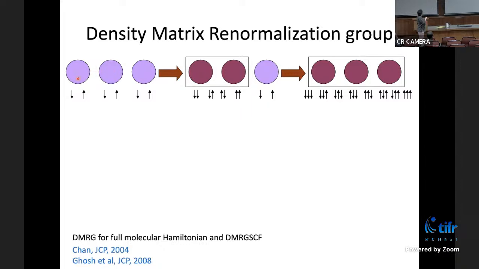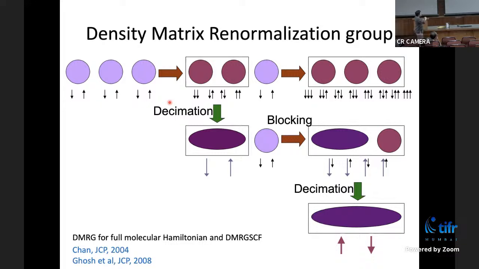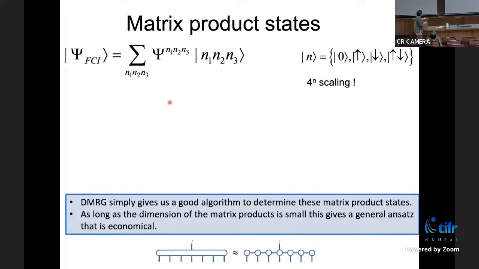What is done is you take two sites that are next to each other, you form all possible states that you can form with those two sites, then you form the reduced density matrix on those two sites, and you retain only the most important states. So already you have reduced the degrees of freedom and retained only the most important ones. Then you increase the degrees of freedom with the next site, and you keep doing this until you have hit the end of the lattice. This is the idea of density matrix renormalization group.